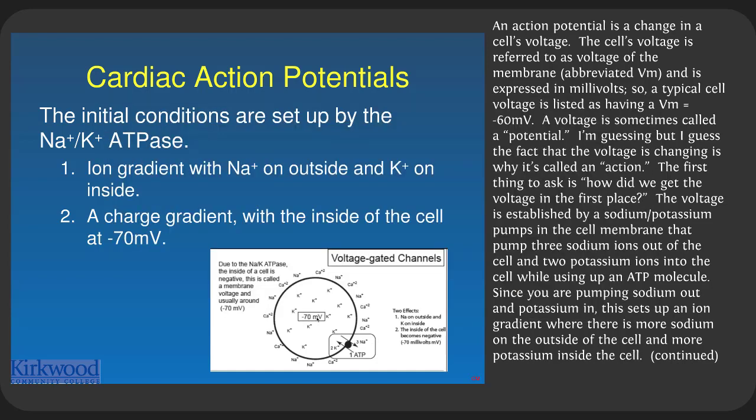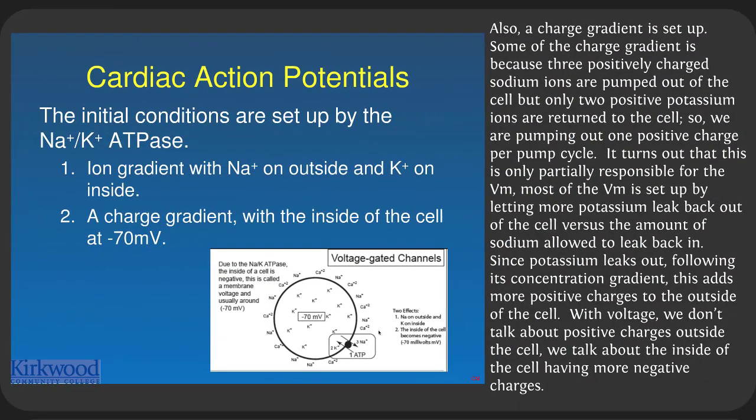The first thing to ask is, how did we get the voltage in the first place? The voltage is established by a sodium-potassium pump in the cell's membrane that pumps 3 sodium ions out of the cell and 2 potassium ions into the cell while using an ATP molecule. Since you're pumping more sodium out and potassium in, this sets up an ion gradient where most of the sodium is on the outside, and most of the potassium is on the inside. And then these ions are going to want to move down their concentration gradient. Sodium is going to want to come in, and potassium is going to want to leave.